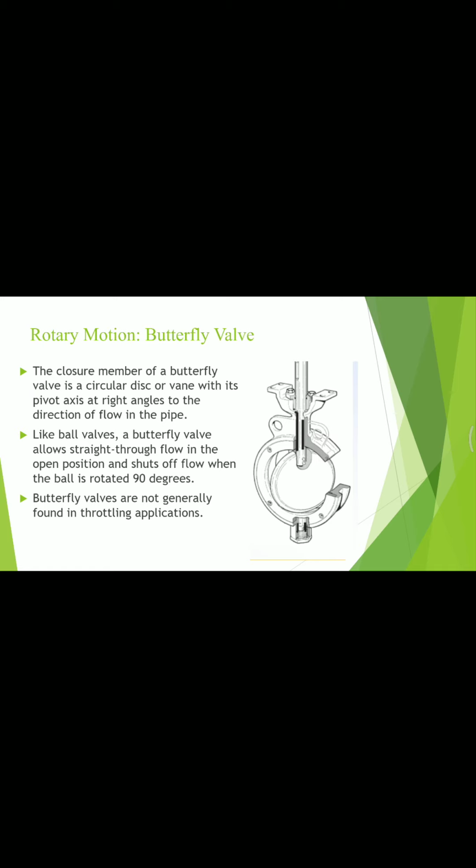Okay, and butterfly valve. The closure member of butterfly valves is a circular disc or vane whose pivot axis is at right angles to the direction of flow in the pipe. Like ball valves, a butterfly valve allows straight flow in the open position and shuts off flow when the disc is rotated 90 degrees. Butterfly valves are not generally found in throttling application, and we see an example of a butterfly valve.